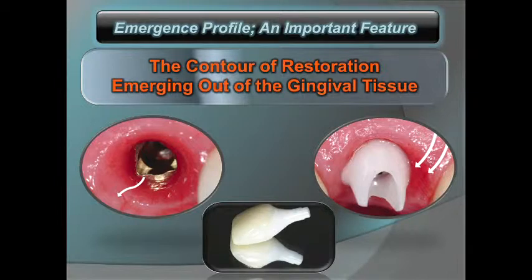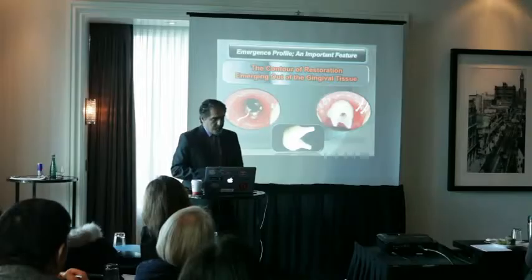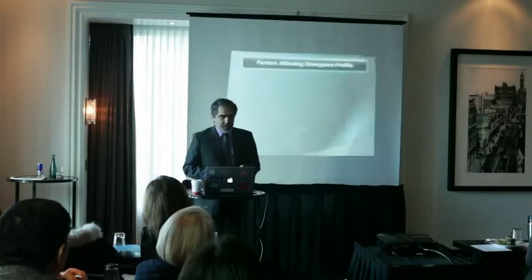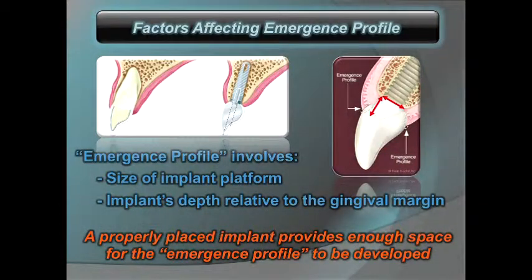profile. With the emergence profile, most probably you guys know that if you restore an implant, you have the platform of the implant, and then there is the coronal part of the crown, and the transition from the platform of your implant to the coronal part, to the gingival margin, is considered the emergence profile.